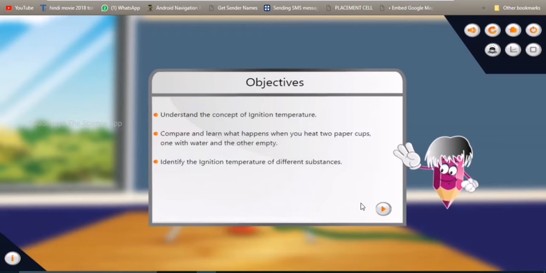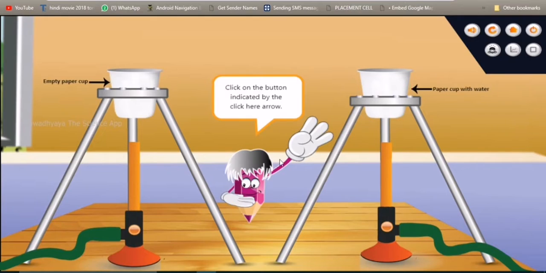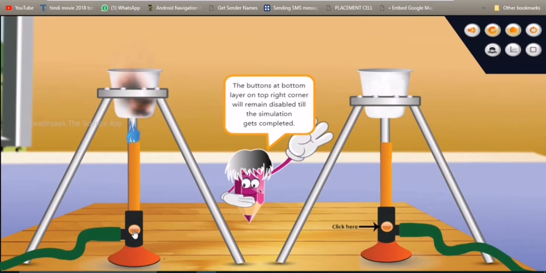Let's click on the button indicated by the arrow. Here we have two ignitions, two paper cups, and one control panel. And here I have one instruction: click on the button indicated by the arrow. Let's click the arrow. The buttons at the bottom left and the top right corner of the screen will remain disabled till the simulation gets completed.